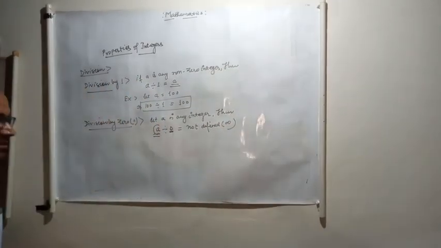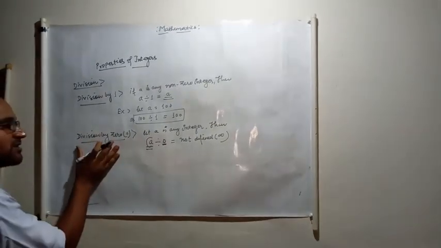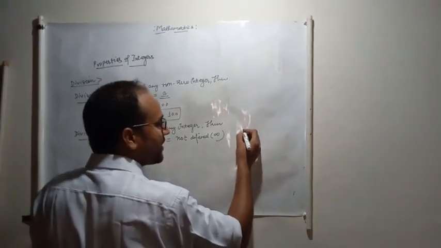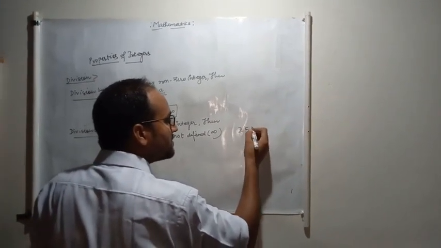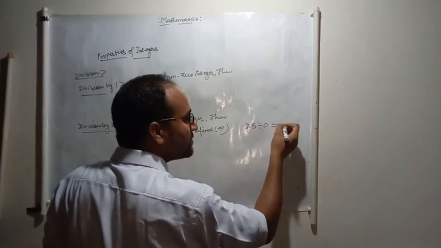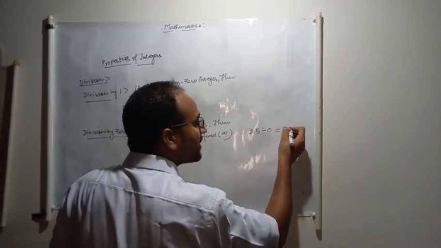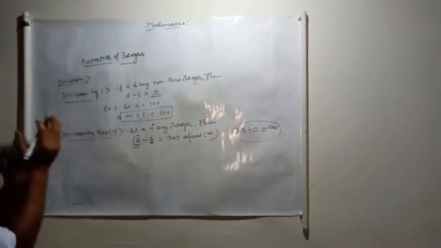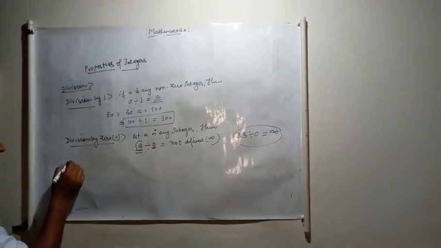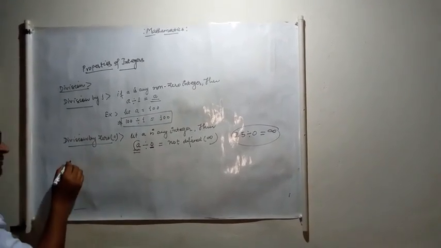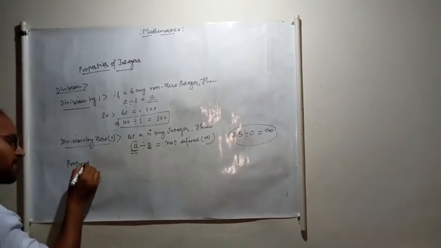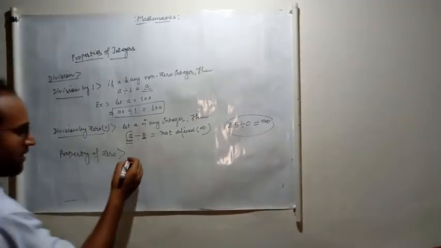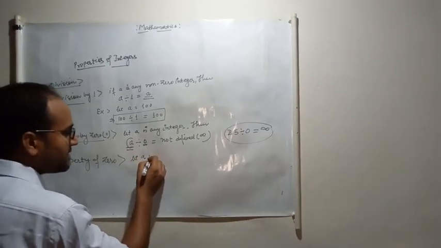Okay, students, one more property you should always remember: suppose I am dividing 25 by 0, you will not get any result. It means that it is not defined. You get infinity. It is not permitted. You cannot divide any integer by 0. And the last one is the property of 0.